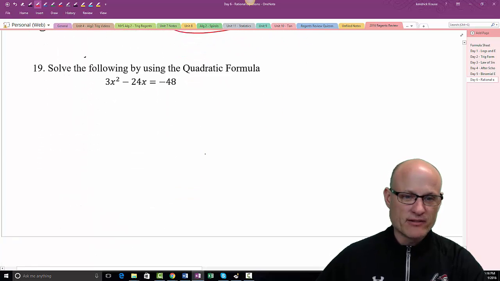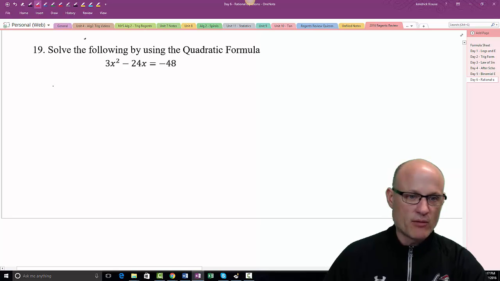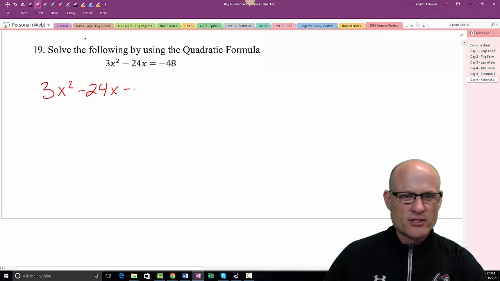Ka-ching! Last problem, kids. So we're going to do 3x squared minus 24x plus 48 equals 0. Does this look familiar? We're going to write down A, B, C, and D: 3, negative 24, 48, and, oh man.